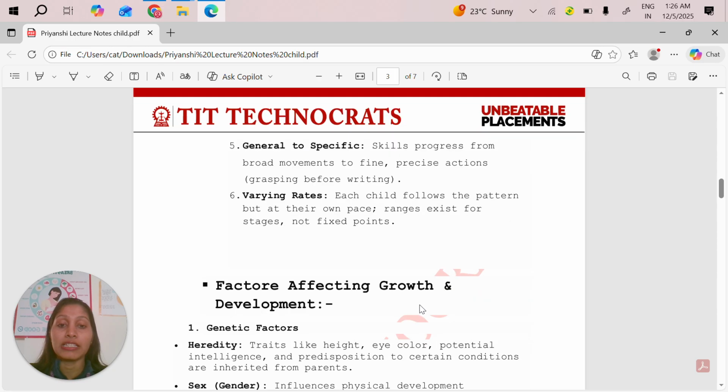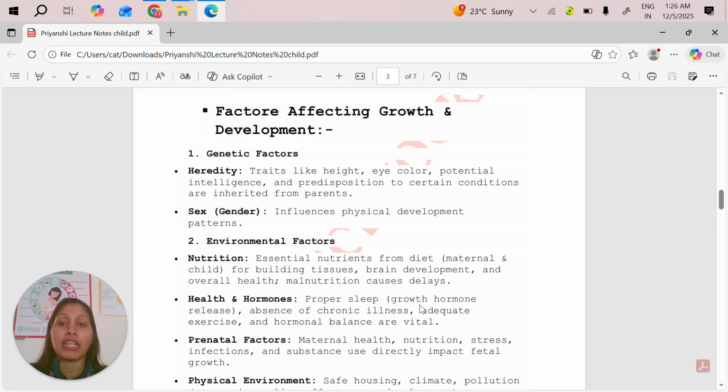Okay. Then next are factors affecting growth and development. Various factors affect growth and development, in which the first is genetic factors and second is environmental factors. First, genetic factors are hereditary and sex. First is hereditary. Traits like height, eye color, potential intelligence and predisposition to certain conditions are inherited from parents. It also affects the growth and development of children. Then second is sex. Gender also influences physical development patterns.